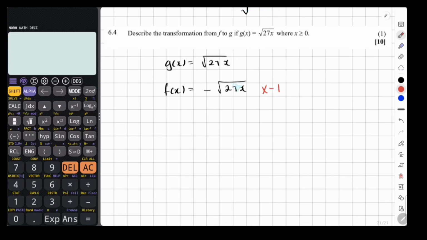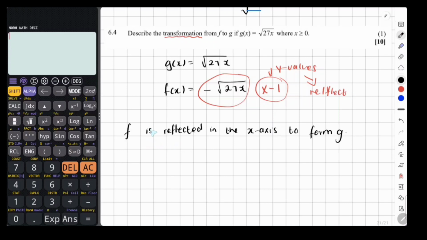So when you're multiplying this by -1, it's like multiplying the y value because f of x is equal to this, right? So you're taking all the y values and multiplying them by -1, meaning you have caused all the y values to change. So it means that the transformation that happened here was a reflection. And since all the y values changed, it means that it was reflected in the x-axis. So this is a reflection in the x-axis. It just basically means that f is reflected in the x-axis to form g.